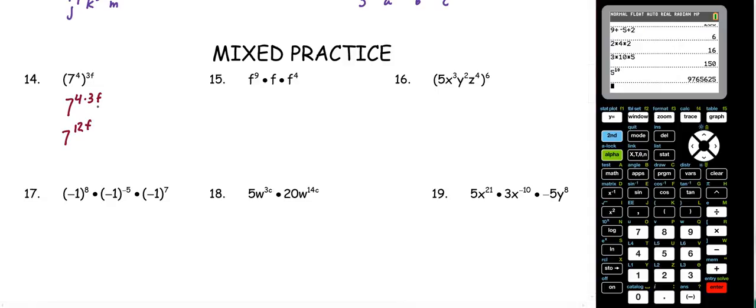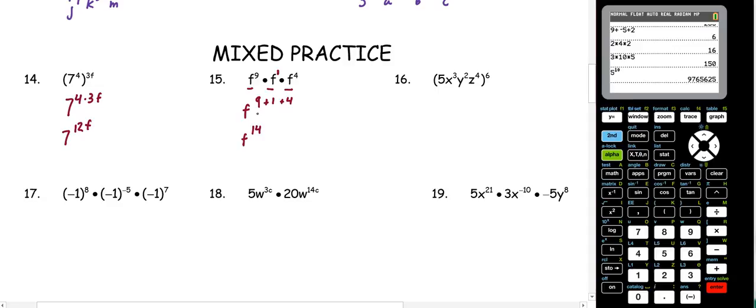Number 15, all of these have the same base of f. Remember that this middle f has an exponent of 1. So when they all have the same base and no parentheses, this is where we add our exponents. So f to the 9 plus 1 plus 4. 9 plus 1 plus 4 gets us f to the 14th.